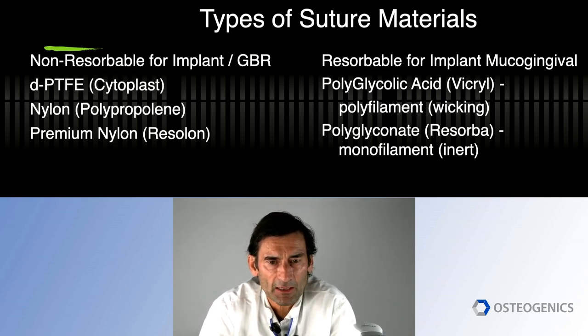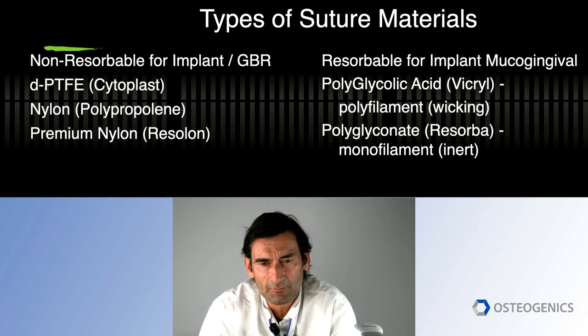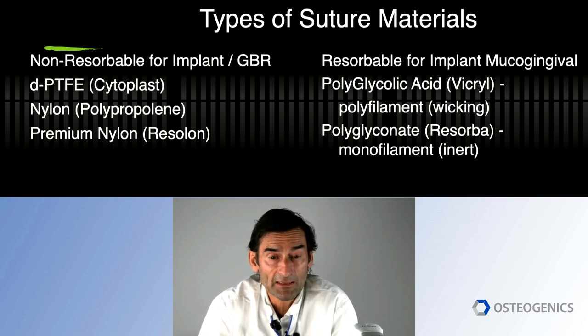So you've got the non-resorbable sutures for implant GBR, your PTFE Cytoplast. You can use general nylon, so it's a polypropylene, but that's not really recommended by me. And then you have the premium nylon, which I would recommend, which is the Resilon from the Resorba company.